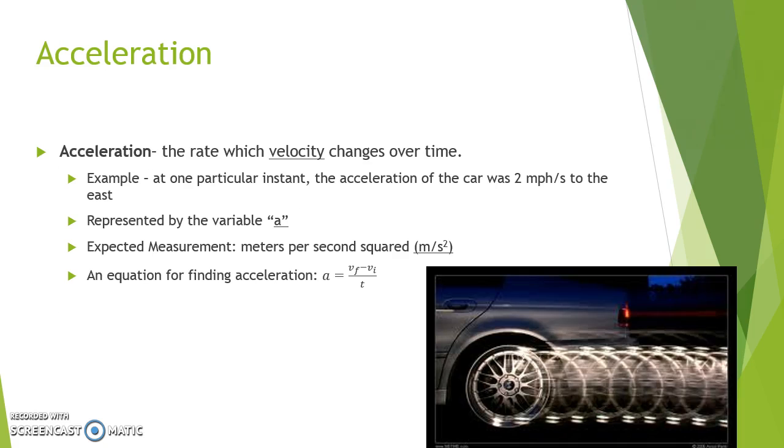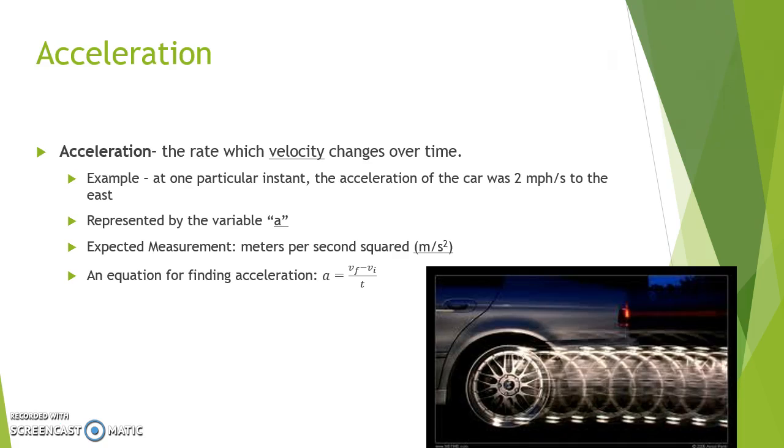Acceleration is defined as the rate at which velocity changes over time, represented by the letter a. When we measure this, it should be measured in meters per second squared, or m over s to the second power. An equation for finding acceleration, the definition for it, is a equals Vf minus Vi over t.